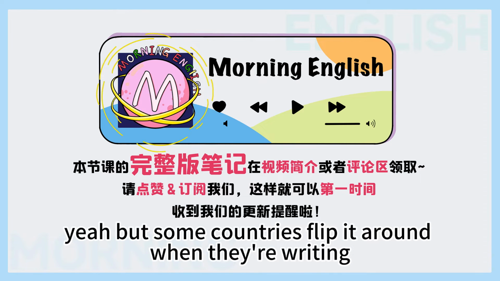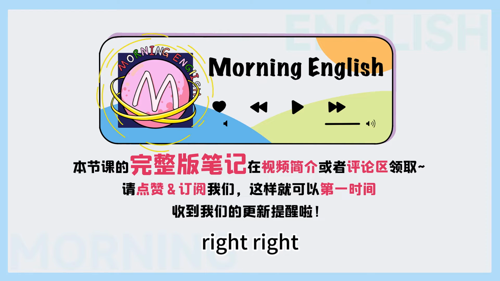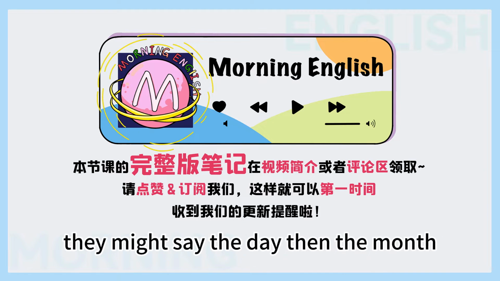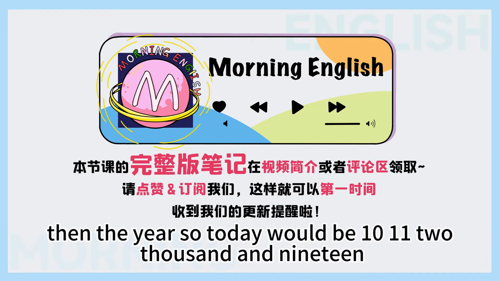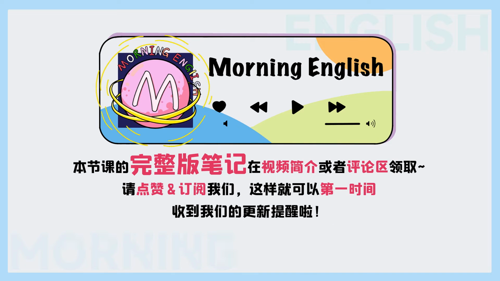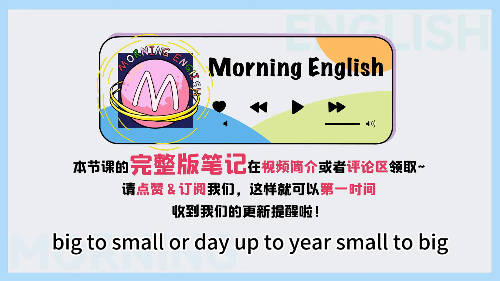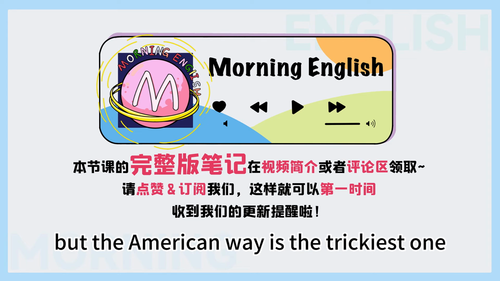Yeah, but some countries flip it around when they're writing or typing a letter. Right. So on a computer, they will write it that way. But when they're writing a letter, they might say the day, then the month, then the year. So today would be 10/11/2019. That's pretty easy to understand. Year down to day, big to small, or day up to year, small to big. But the American way is the trickiest one.